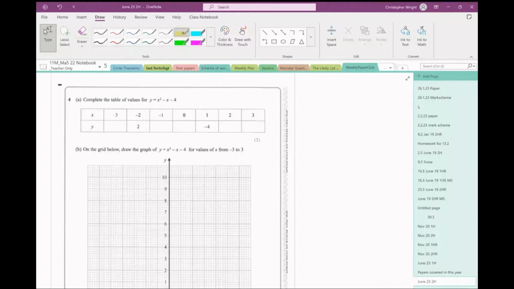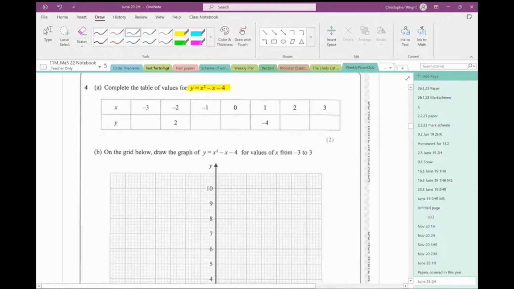Complete the table of values for y equals x squared minus x minus 4. So you could use your calculator for this one, of course. When x is 3, x squared is 9, take away an x. 9 take away 3 is 6, minus 4 gives me 2. When x is 2, x squared is 4, take away an x is 4 take away 2, which is 2, minus 4 gives you minus 2.